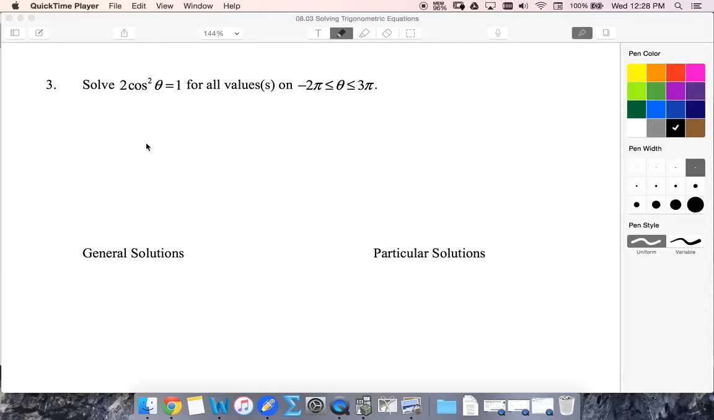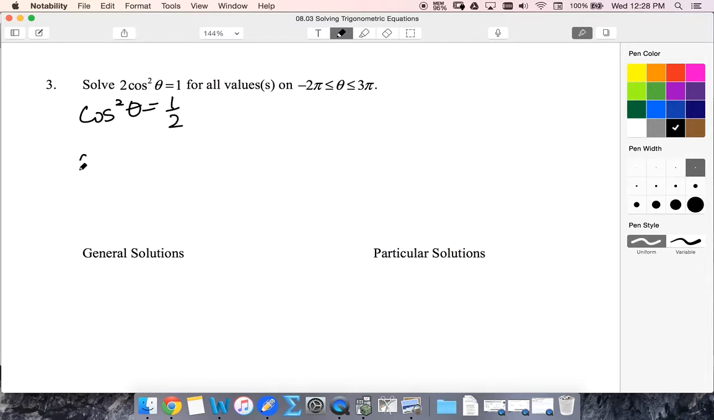All right, in example 3, I've got 2 cos squared theta. That's not something I can graph straight away. I don't know what the graph of cos squared looks like. I could use my calculator, but let's look at it algebraically. So 2 cos squared theta, if I start to solve this, I'm going to get cos squared theta is 1/2.